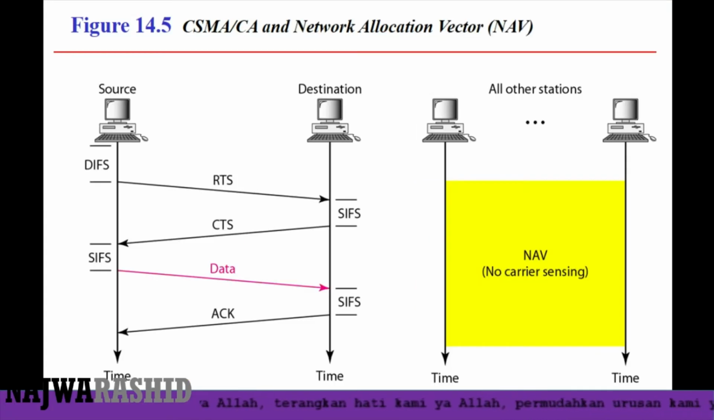So CSMA/CA and the network allocation vector, NAV. This shows you about the CSMA. So source and destination. At this part, there is no carrier sense. There is no sensing of the transmission medium. This one is the source, this one is the destination. It sends the RTS and then the destination replies with the CTS. So now it is ready for sending the data. After the destination receives the data, it will send the acknowledgement: I already received the data.